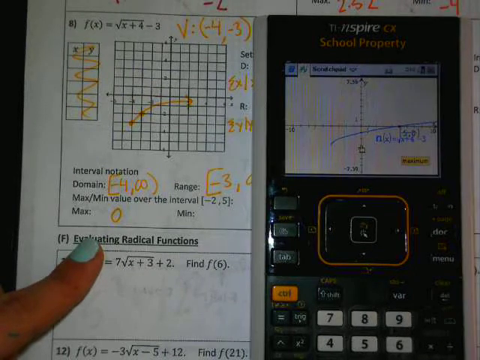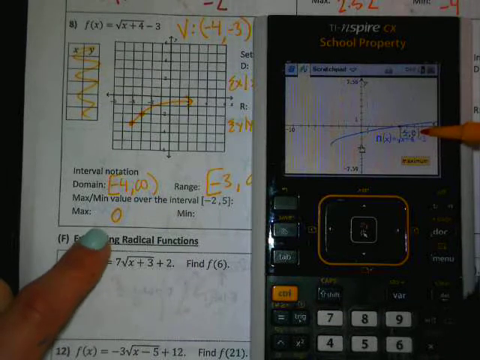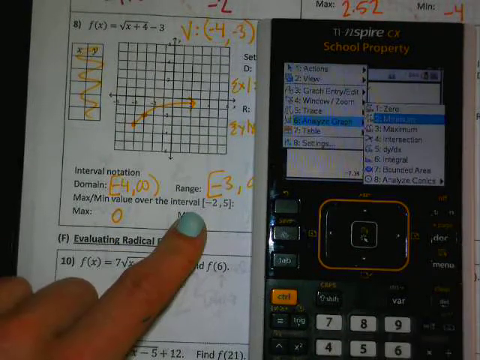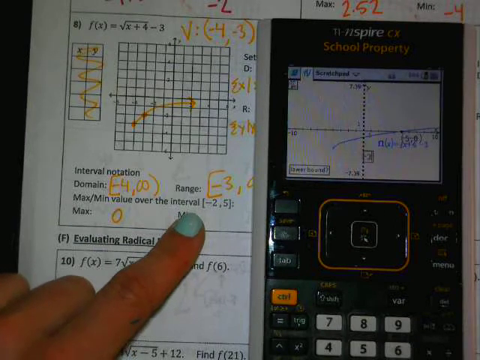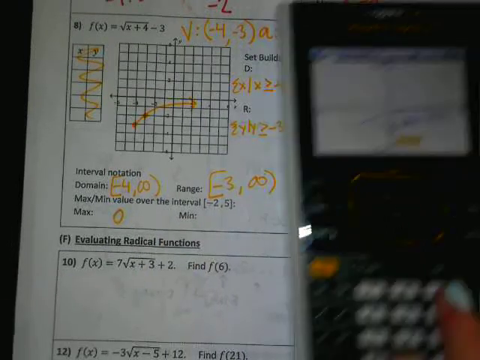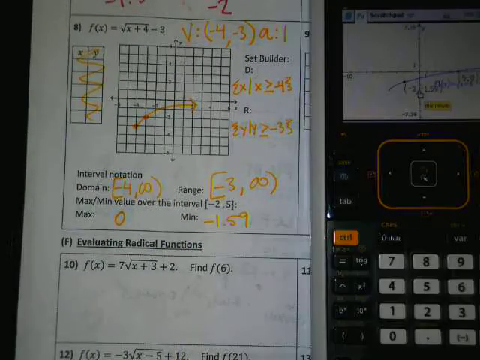What's 5? The other one? You take the y value. Yeah. All right, and then we're going to do the minimum. -2, enter, 5, enter. And so then your min is at -1.59. Keep it like that.